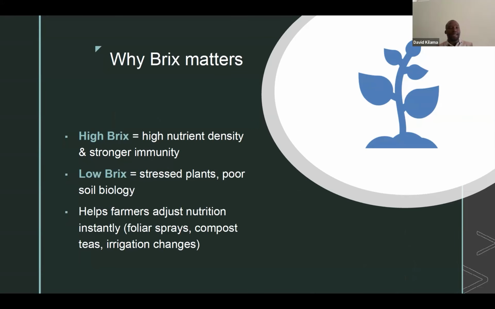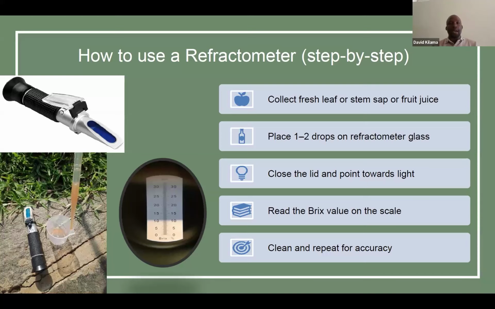It helps farmers adjust nutrition instantly, for example, foliar sprays, compost teas, irrigation changes, and so forth. So this is how Brix can help you to make decisions among your regeneration processes. Next slide, and we see how we can use the refractometer to measure this Brix reading. It's a simple tool that we can use.